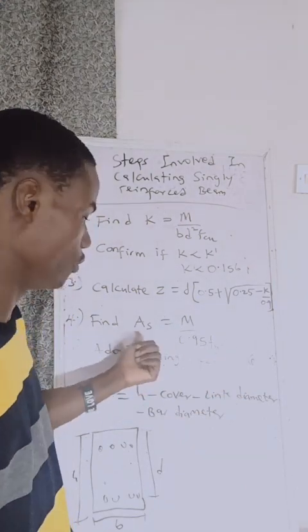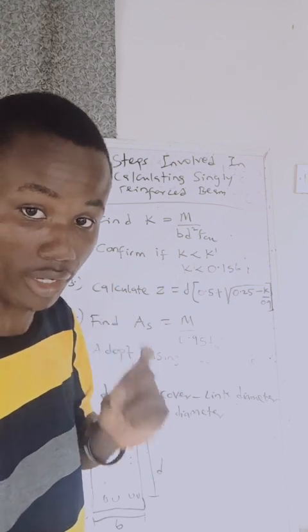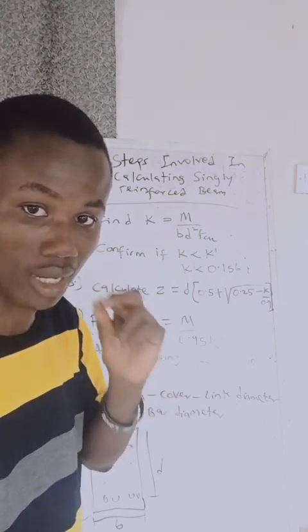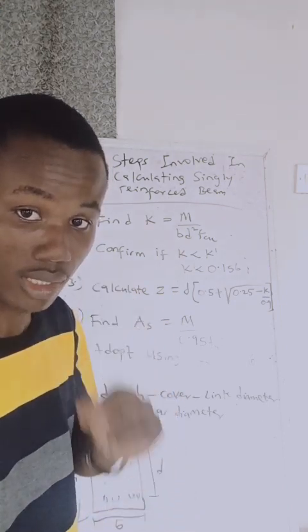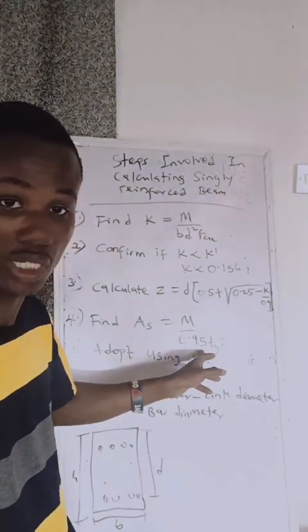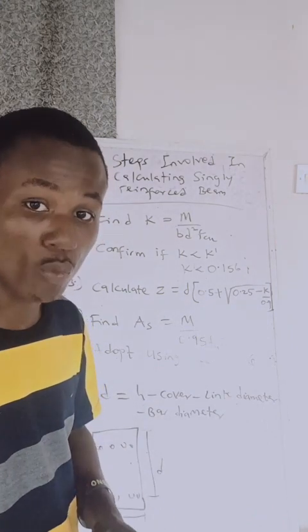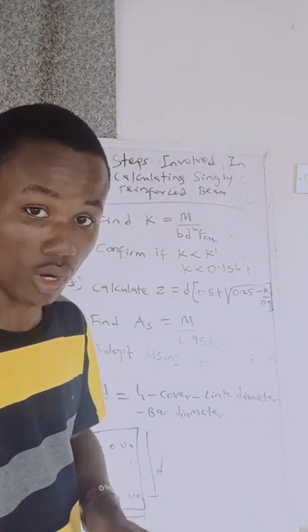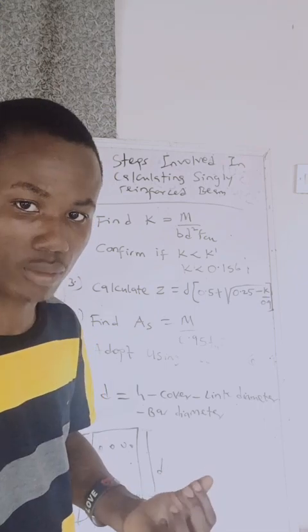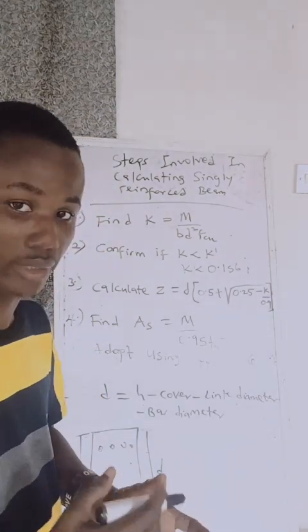So for step 4, you find your area of reinforcement. AS is the area of tensile reinforcement. You are going to calculate it as M all over 0.95 FY Z. We have FY, we have FCU, we have FSC. You'll be given your FY.